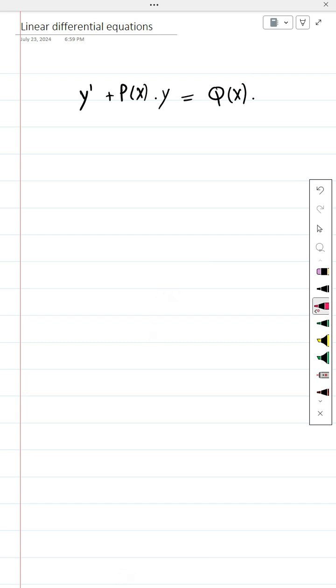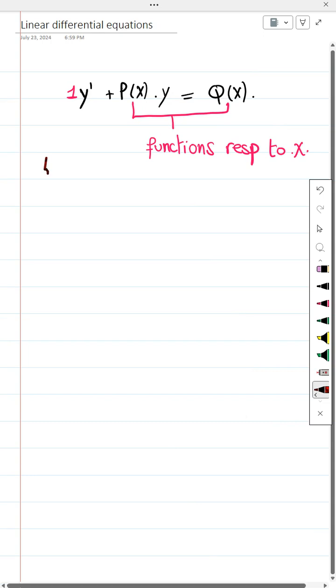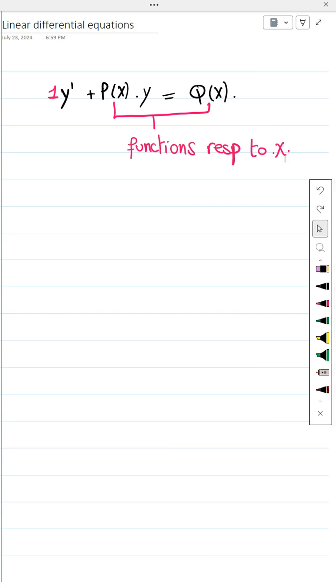You can notice that the coefficient of y prime is going to be 1. We need only to make it 1 if it's not. And the second remark is that p(x) and q(x) are two functions with respect to x. So if it's containing y or something similar, it's not a linear differential equation. What we should do right now is give a general solution for this kind of differential equation. Then we are going to see some examples and solve them.